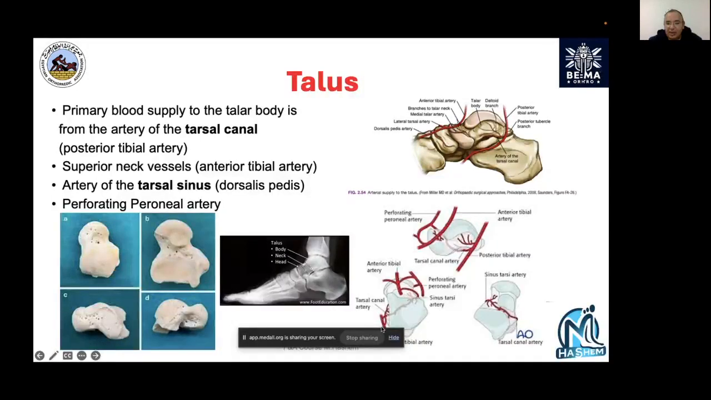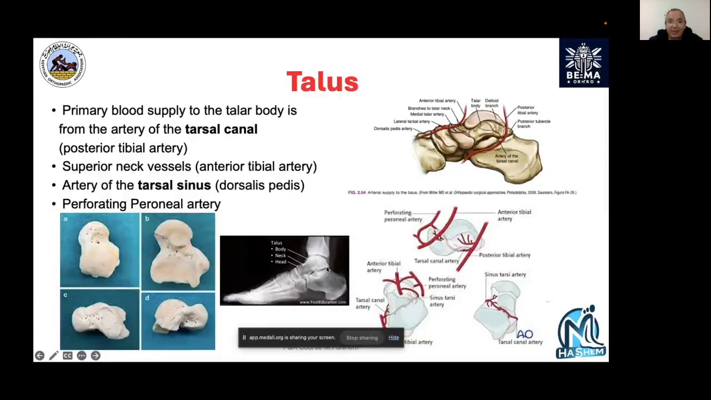So as you see, posterior tibial gives the artery of the tarsal canal, and anterior tibial gives the artery of the sinus tarsi. They anastomose inside the sinus tarsi, and this is where the main blood supply of the talus comes from. You have some perforator from the peroneal artery. You have some supply to the neck from the anterior tibial, or the dorsalis pedis actually. But the main supply is from the artery of the tarsal canal of the posterior tibial and the artery of the sinus tarsi of the anterior tibial. Remember, the blood supply, this word is very important.